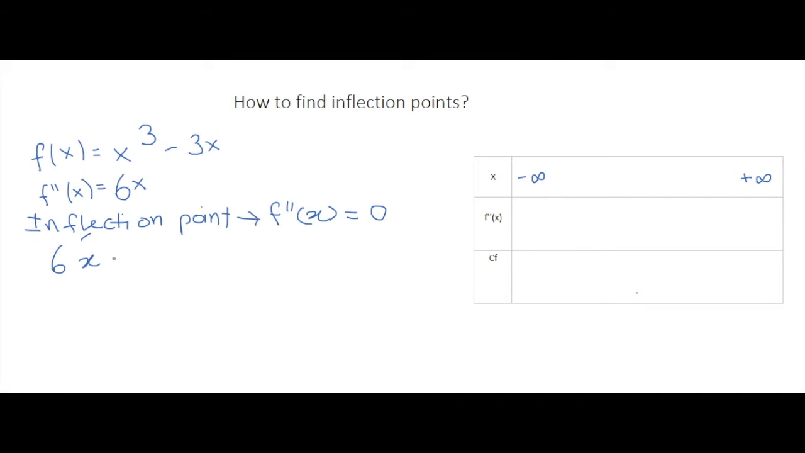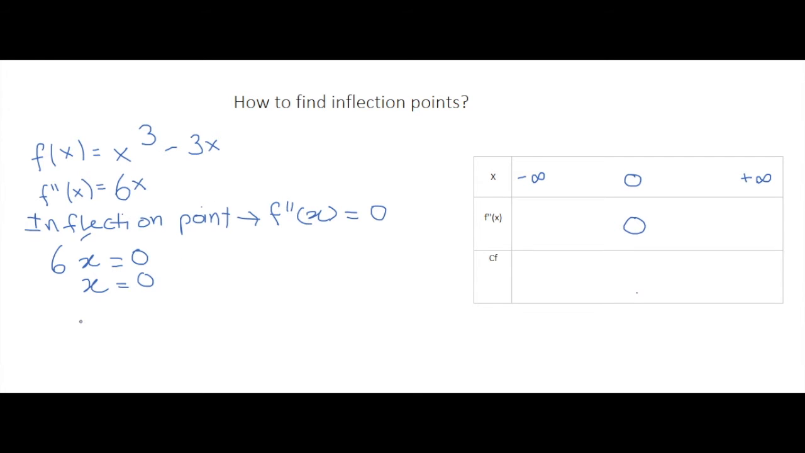Your 6x is going to be 0 where x equals 0. So I'm just going to plug that in here. So when x equals 0, your second derivative also equals 0. Now to find the signs in between these two, what we're going to do is select any point between minus infinity and 0, and between 0 and plus infinity.